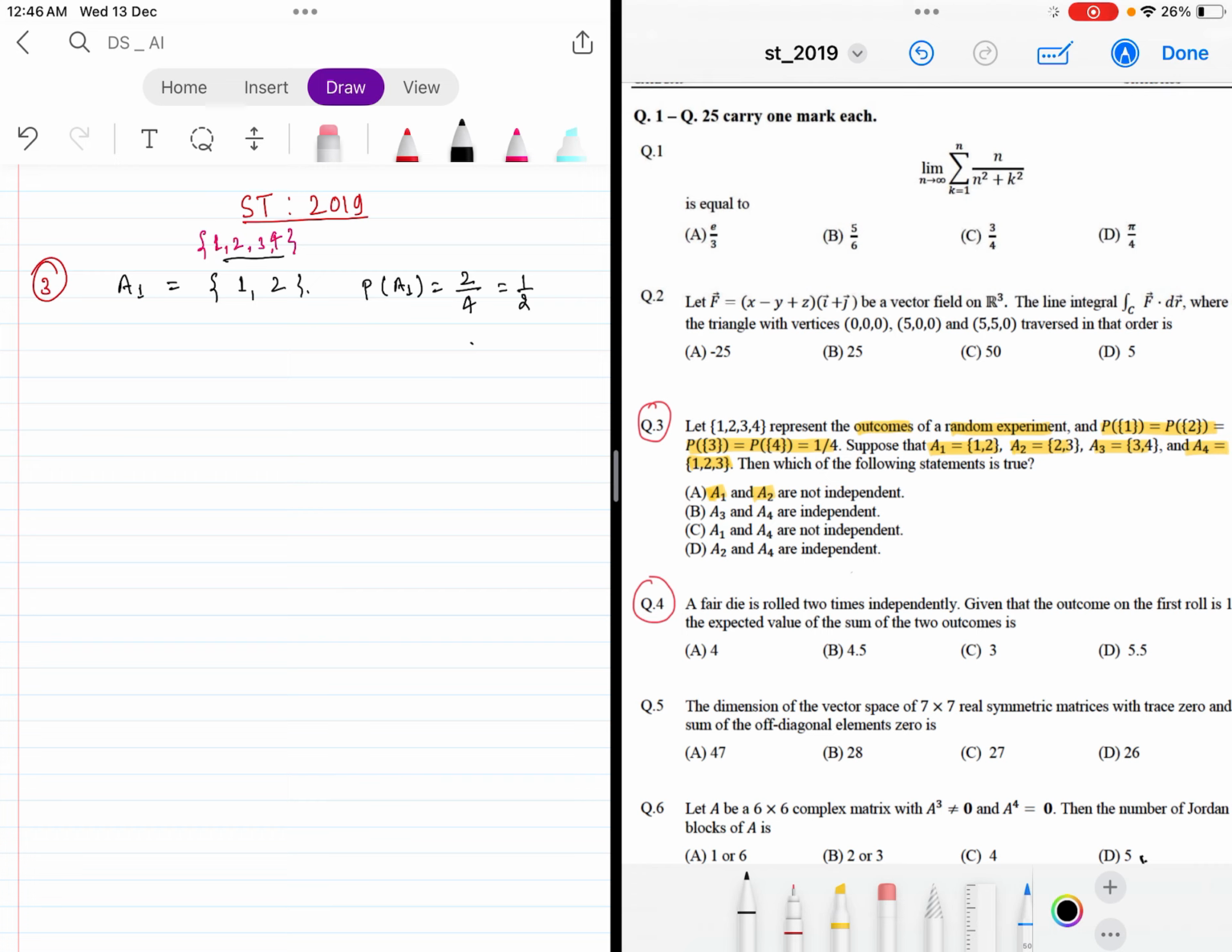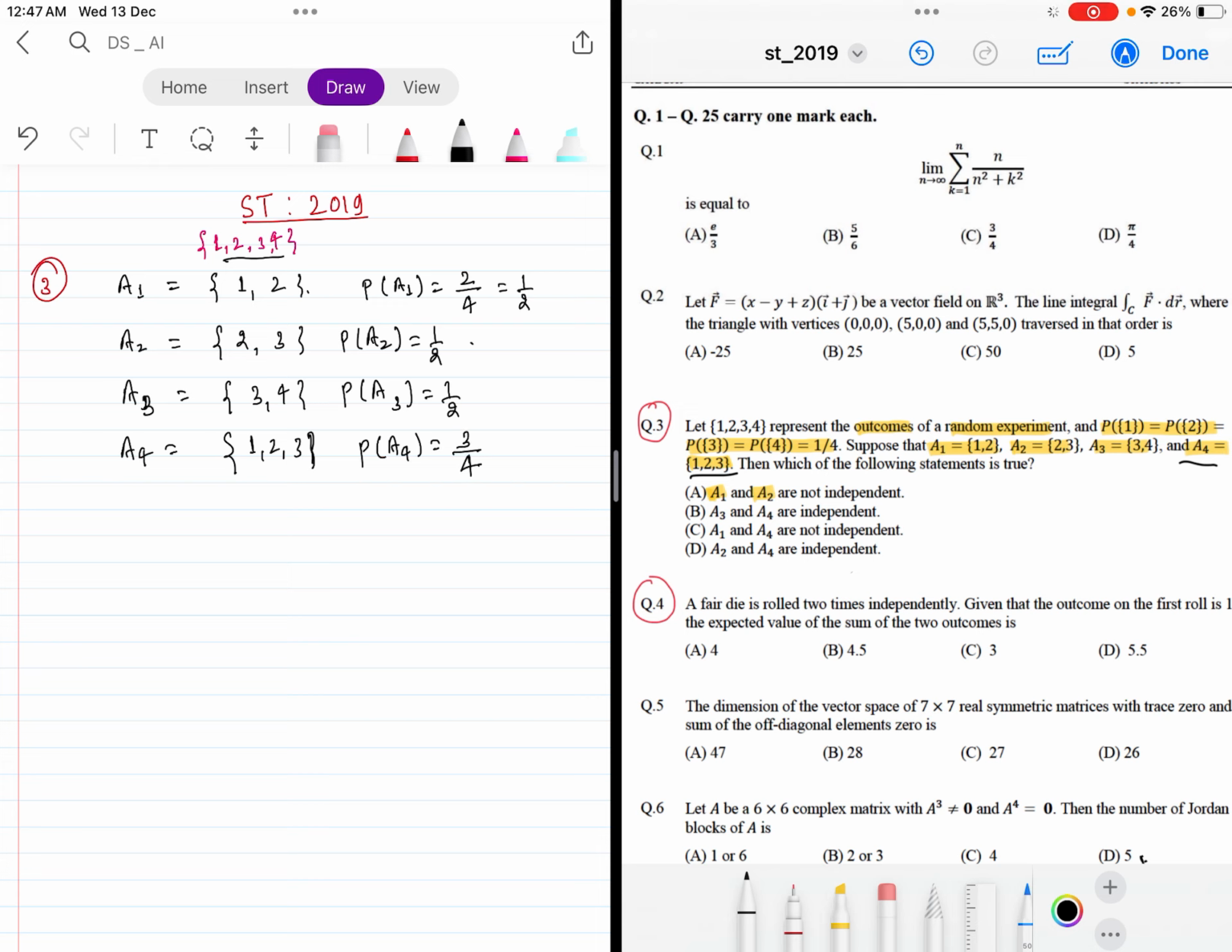Okay, and let's calculate this probability of a2 also. So the a2 event has 2 elements, that is 2, 3, and it will come out the same, 1 by 2. Calculate the probability of a3, that is 3, 4, again it will be 1 by 2. And a4, we have given 3 elements, right? Here a4 is 1, 2, 3, and the probability of a4 will be 3 out of 4, right? So 3 by 4. Now let's go through the first option, option A.